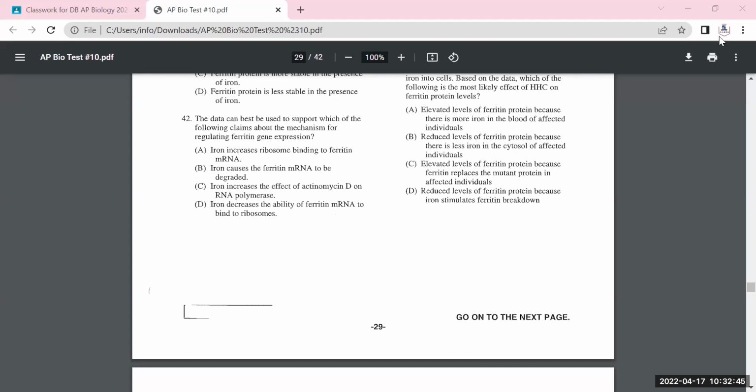Iron causes ferritin to be degraded. We know that is definitely not true. Iron increases effective actinomycin D. We also saw that that is not true. RNA decreases the ability of ferritin mRNA to bind on ribosomes. That obviously doesn't work. The only one that works is A.